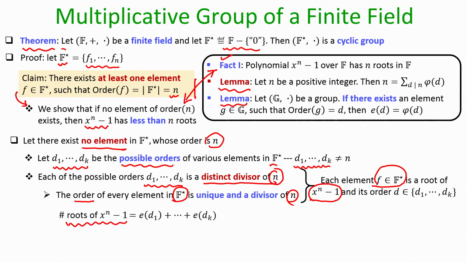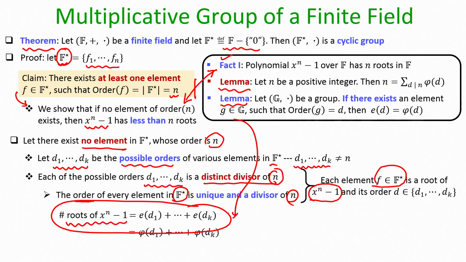among the elements from f star, the orders that are possible are either d1 or d2 or dk, okay. And each element from f star is actually a root of x power n minus 1. So, that is why I get this equation. Now, I will use this helping lemma here, and I can say that the number of elements in f star whose order is d1 is nothing but phi of d1. In the same way, the number of elements from f star with order dk is nothing but phi of dk and so on.